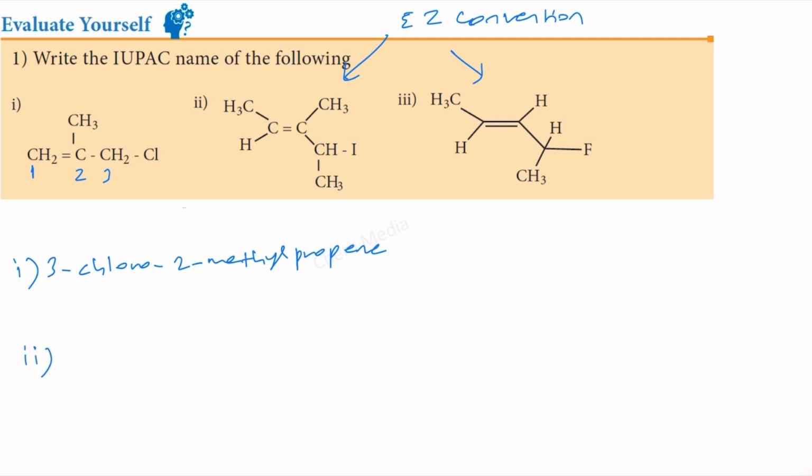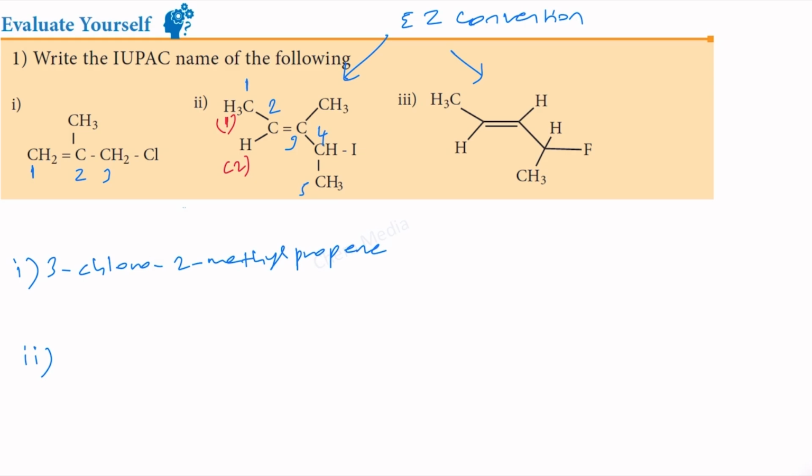So for number 2, let us start numbering 1, 2, 3, 4, 5. At 3 position we have a methyl group, 4 position we have an iodo group and 2 position we have a double bond. Also let us assign the priorities as per Cahn-Ingold-Prelog rules. So on this side of the double bond, carbon's atomic number is higher than hydrogen and therefore that gets top priority. Hydrogen gets the low priority.